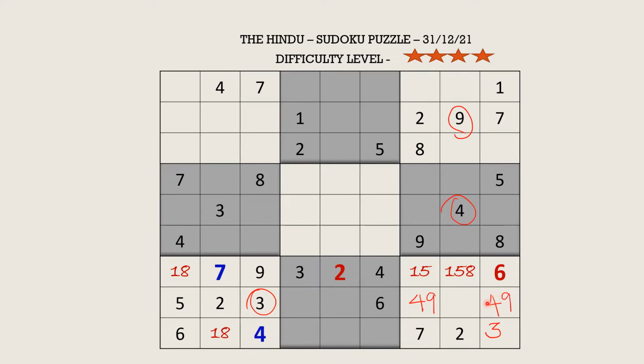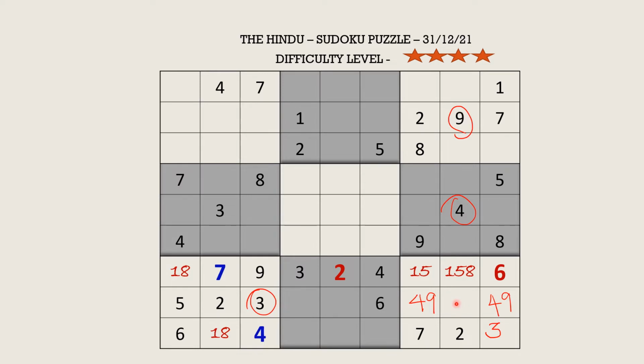Now we have only one empty cell, but this block is not a full house. The meaning is we have not actually figured out the number in this cell. It could be 1, it could be 5 or it could be 8. So we cannot just find out the missing number very easily here.